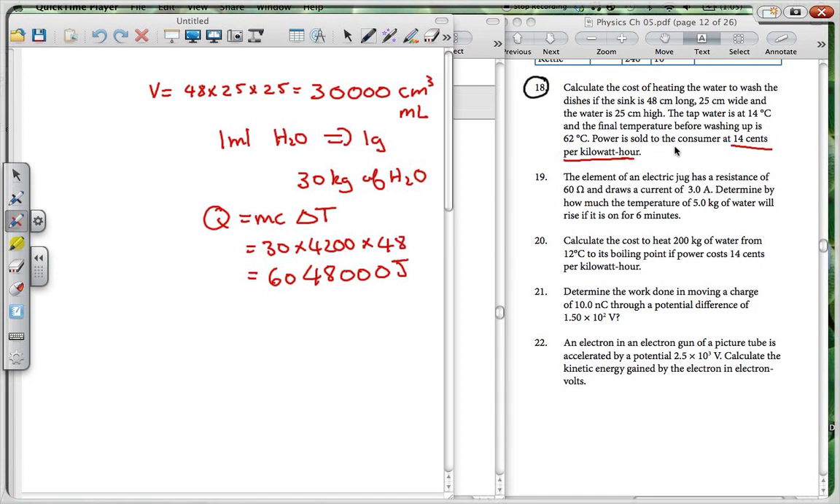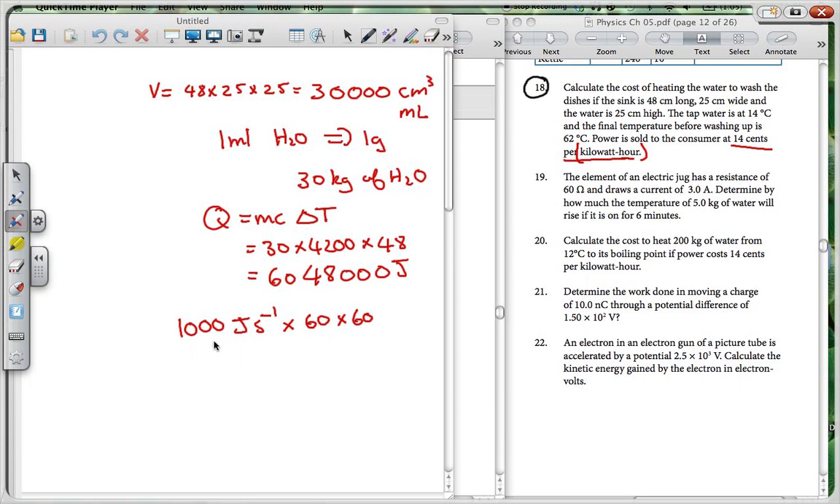Now it says power is sold to the consumer at 14 cents per kilowatt hour. Now energy or electricity is sold or measured in kilowatt hour, and basically what that means is you have a 1000 watt or a kilowatt appliance going for 1 hour. Now just imagine that. So it's 1000 joules every second, and it goes for 1 hour. So it goes for 60 minutes times 60 seconds. So that's going to be 3,600.